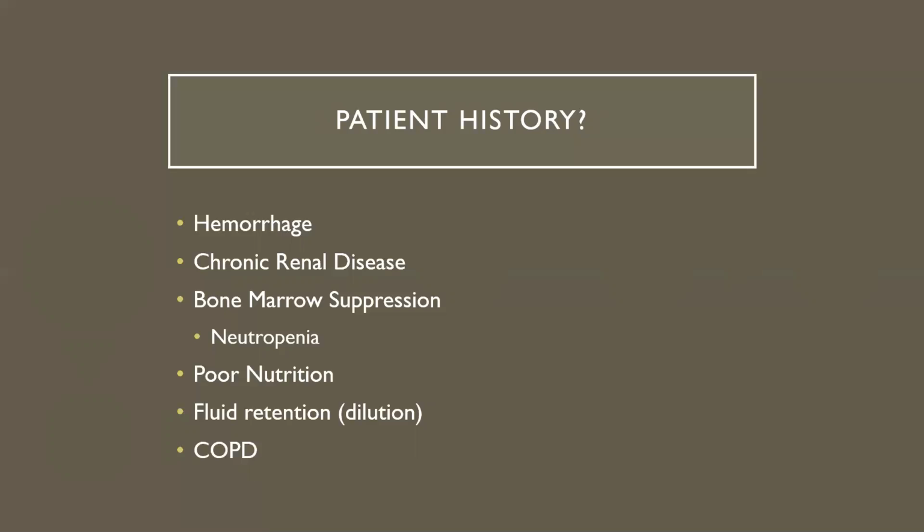And again, if we have those patients that are neutropenic, we're going to want to think about those reverse isolation precautions. So it's important for you guys to go back and really look into that and the different precautions we want to take for those patients that are neutropenic in reverse isolation. Poor nutrition, maybe they have some fluid retention causing those lab values to be diluted.